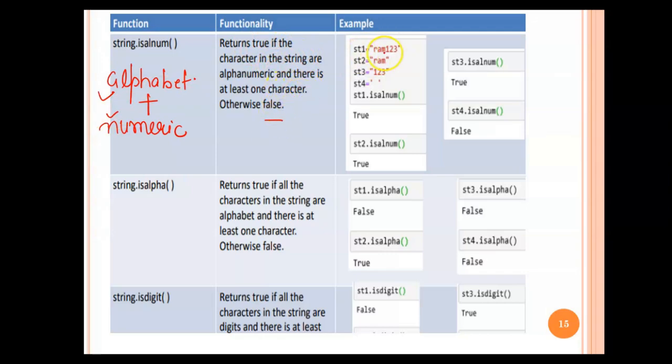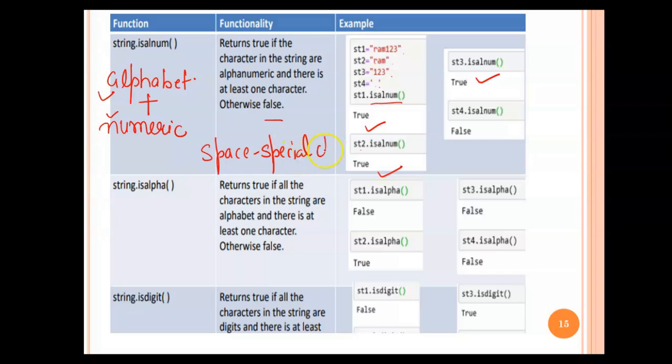Now you can check, we have str1 equal to "rem123", str2 equal to "rem", str3 equal to "123", and str4 is only a space, and then str.isalnum(). For str1, rem is alphabet and 123 is number, so you will get true here. Str2 is only alphabet, and for alphabet it also returns true, since it is either alphabet, numeric or alphanumeric. Str3 is the example for number, and for number it also returns true. In the case of the fourth one, it is a space, and space is a special character.